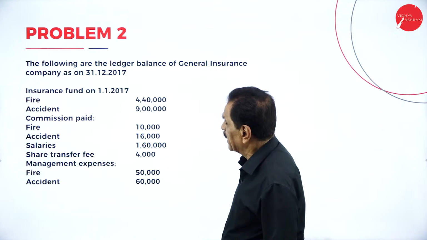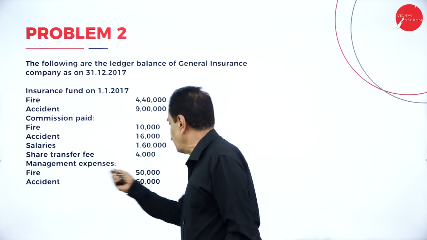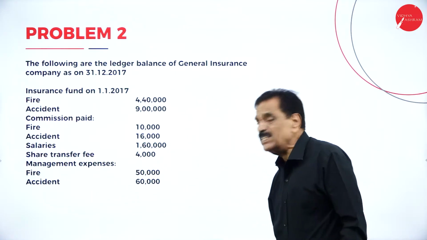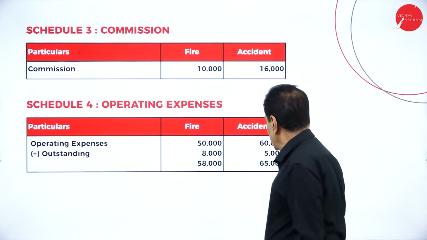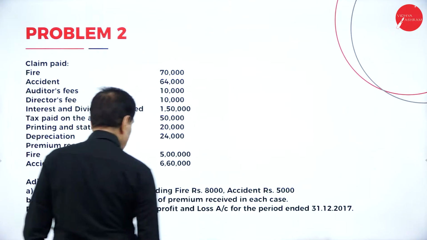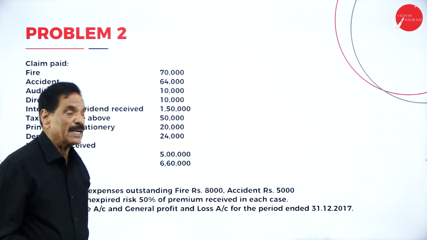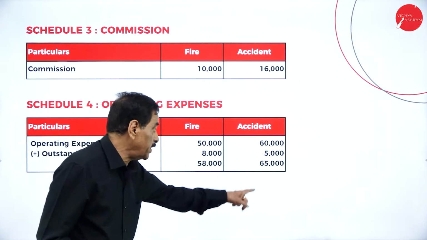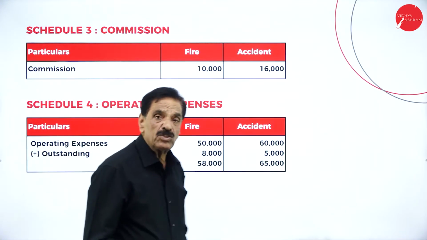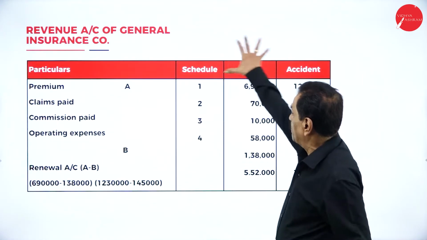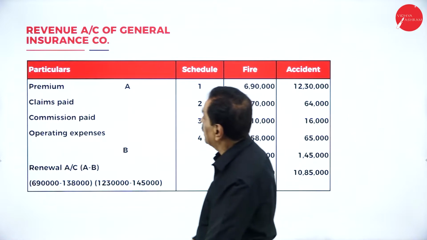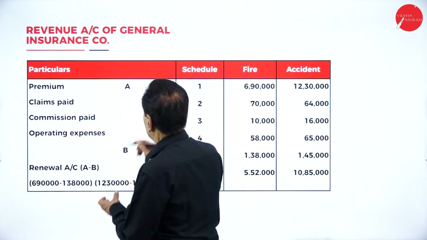What's your operating expense? Management expenses, fire 50,000, accident 60,000. Then there is an outstanding here. How much outstanding? 8,000. This is fire, this is accident. 50 plus 8, 58,000. So that should be put into a format. This is the general insurance revenue account.